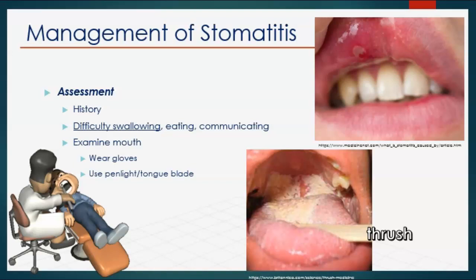What you need to look for here also, looking with that tongue blade, is that when some of these stomatitis are severe, the throat gets very edematous, and there's a potential to obstruct the person's airway.